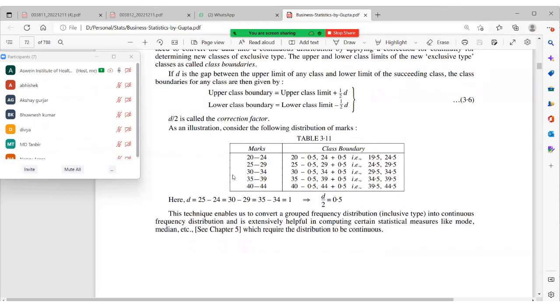See in this illustration, 20 to 24, then 25 to 29, 30 to 34, and so on. In all, the difference is 4. But the total width includes 20, 21, 22, 23, 24. So including 20 and 24, there are 5 numbers or 5 marks coming in this.